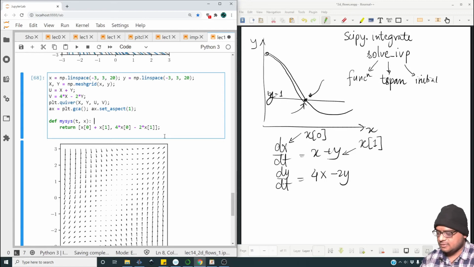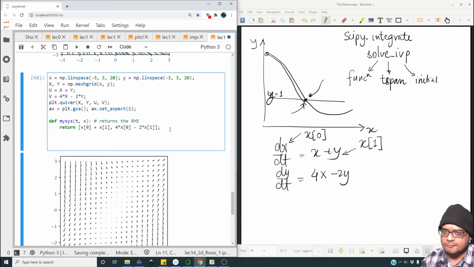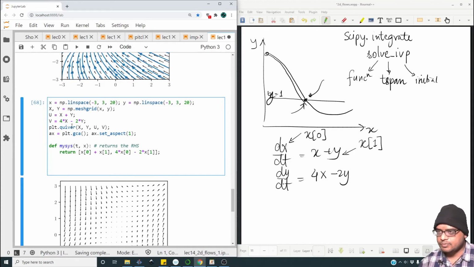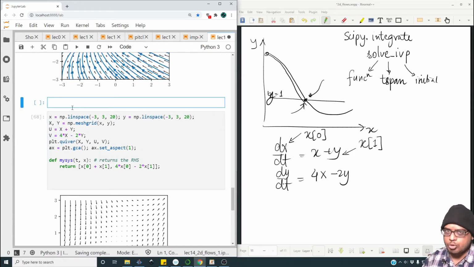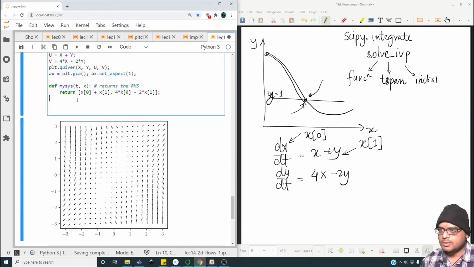Okay, so this simply returns the RHS. In fact, it can be non-linear as well. It doesn't have to be linear. In this particular lecture, we are doing linear problems, and so it is linear. Okay, so once we have defined the function handle, we're going to go ahead and call the function. Before that, let me add a cell before this to import solve_ivp. So from scipy.integrate import solve_ivp. So now that's loaded.